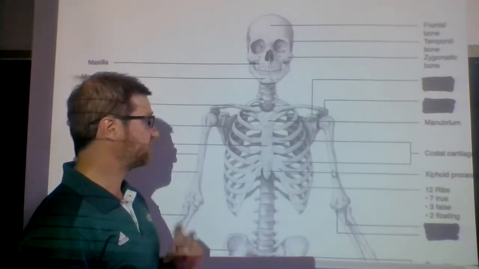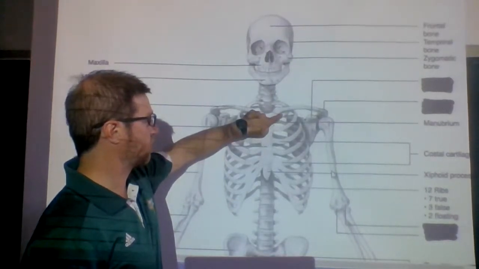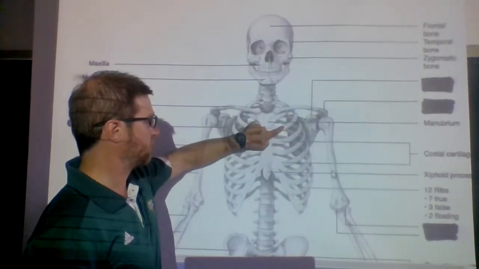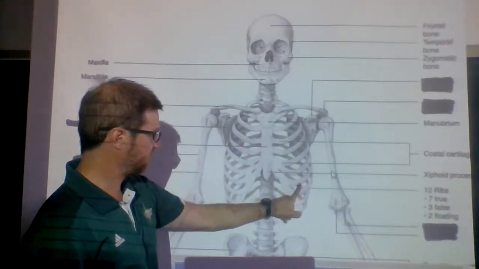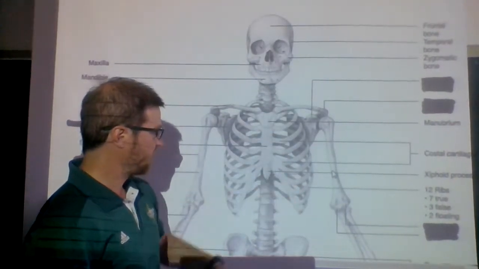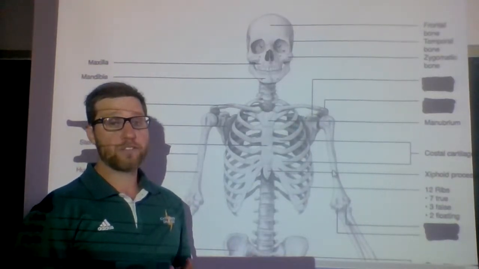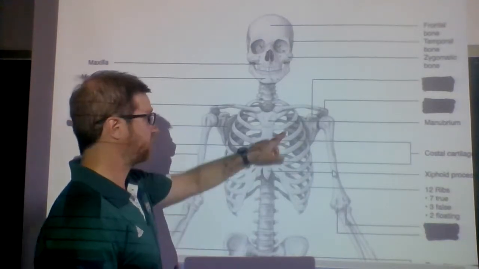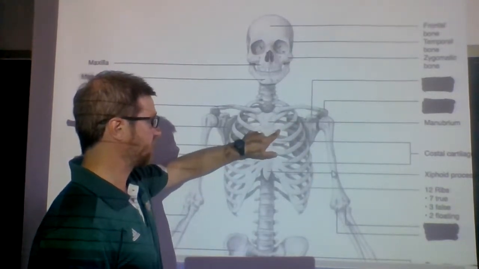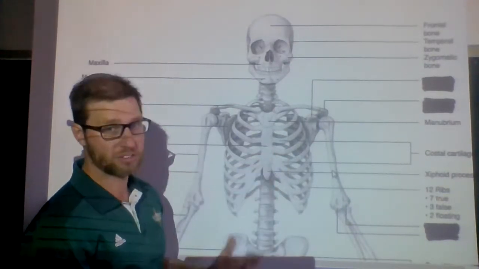We have 7 true ribs. So we've got 1 true rib, 2 true ribs, 3, 4, 5, 6, and 7. The reason why they're called true ribs is because they have a direct articulation to the sternal body. Okay, so they have a direct articulation to the sternal body itself via the costal cartilage.